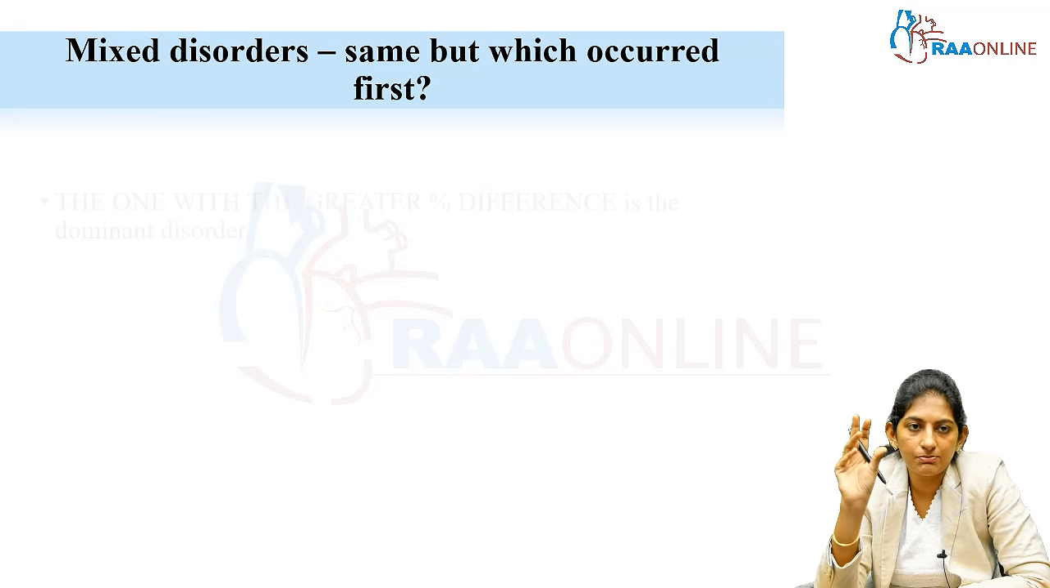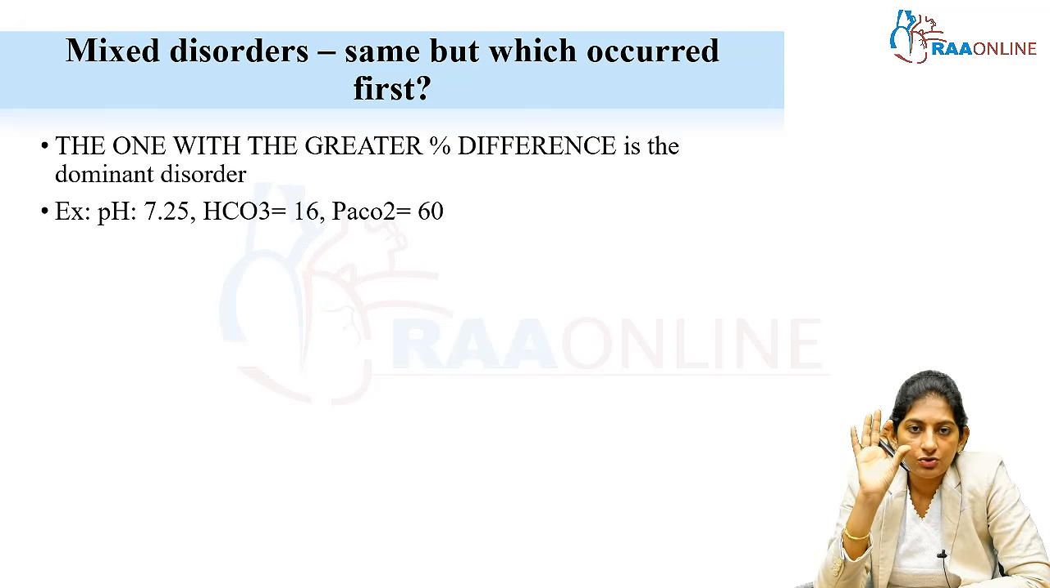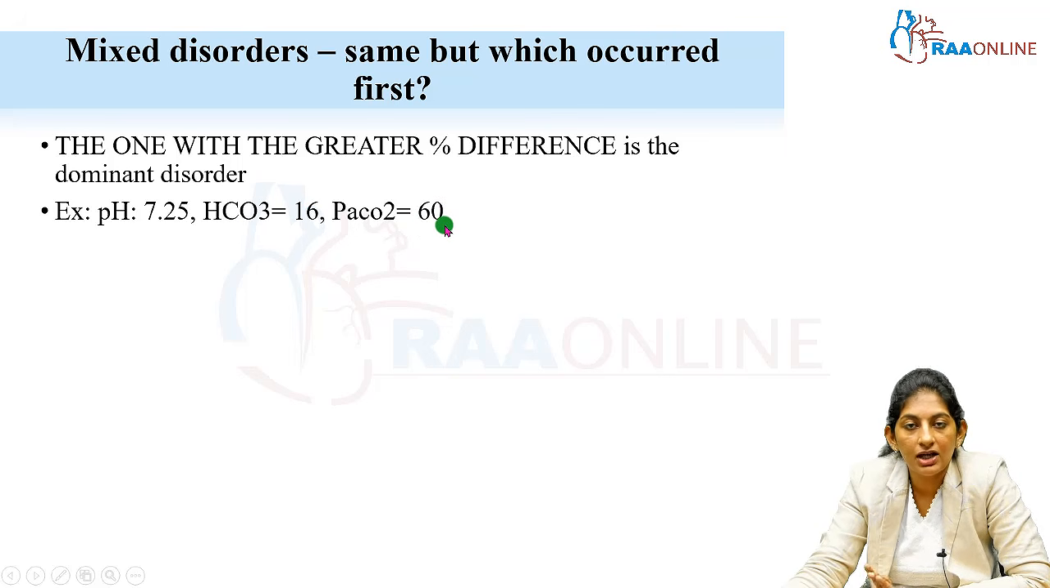So, again it is a very simple formula only. For example, you have an ABG report which says pH is 7.25. So, it is less than 7.35, which means it is acidosis. Okay. So, now you look at bicarbonate and PCO2. Bicarbonate is 16, so it can be metabolic acidosis. PCO2 is high, that is 60, so it can be respiratory acidosis. So, I have a confusion.